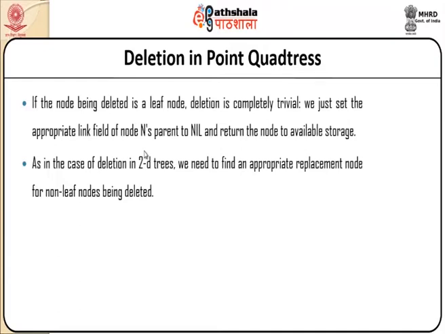The same when I am trying to delete from point quadtrees, the procedure that we may have to adopt for deletion of a point quadtree is something like this. If the node being deleted is a leaf node, deletion is completely trivial. We just set an appropriate link field of node n's parent to nil. So, any parent that is associated with this node is set to nil, and return the node that is available for storage. As in case of deletion in 2-dimensional trees, we need to find an appropriate replacement node for non-leaf nodes being deleted.